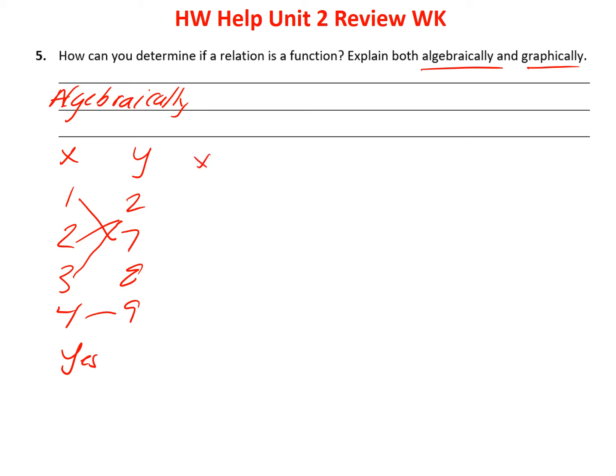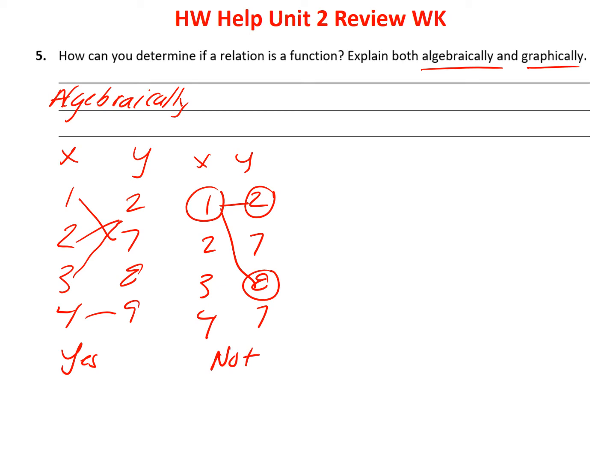However, if we did that again, and suppose we had 1 went to 2 and 1 went to 8, now notice this x goes to two y's, and so that is not a function. So that's how we do it algebraically. Graphically, we use the vertical line test.